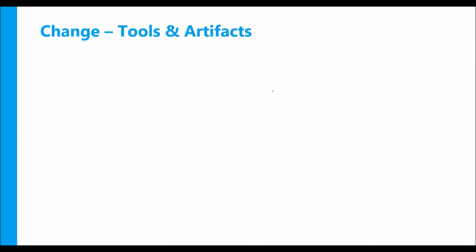So what are certain tools and artifacts? You can have a change control board, typically used for your traditional projects. This change control board reviews all the incoming changes, and then they accept or reject a change based on the impact.